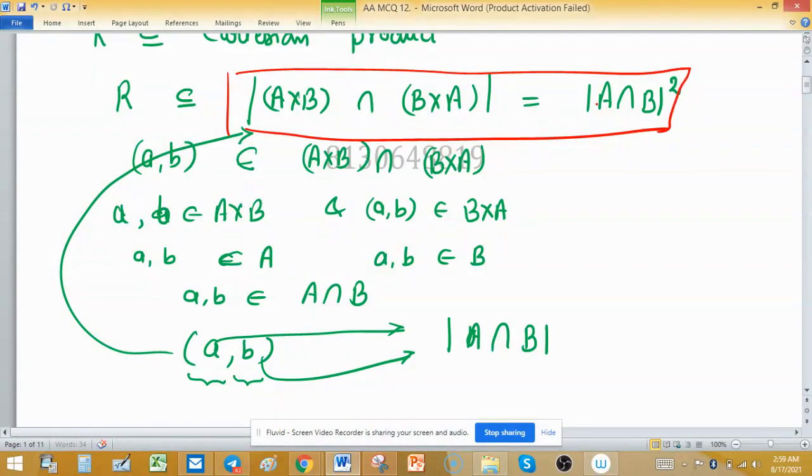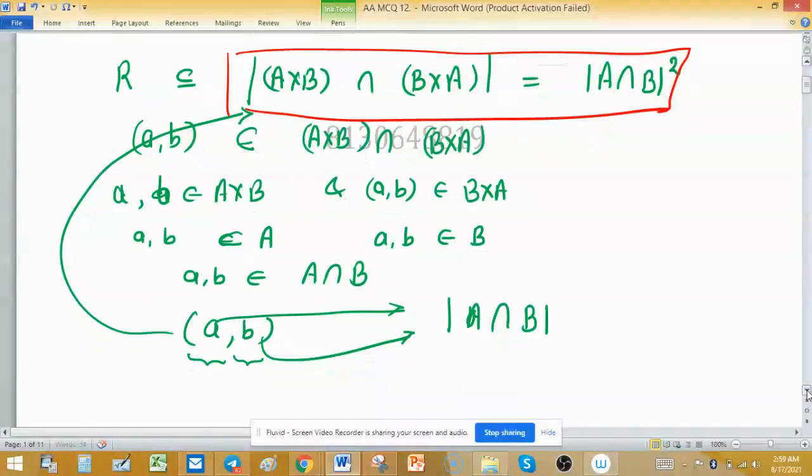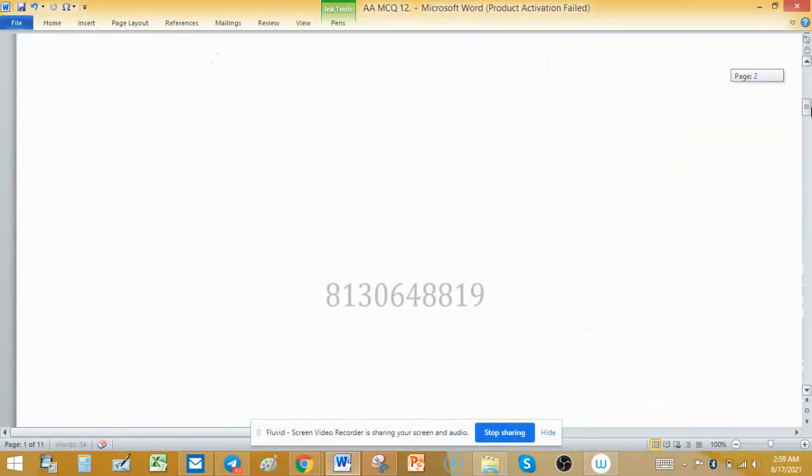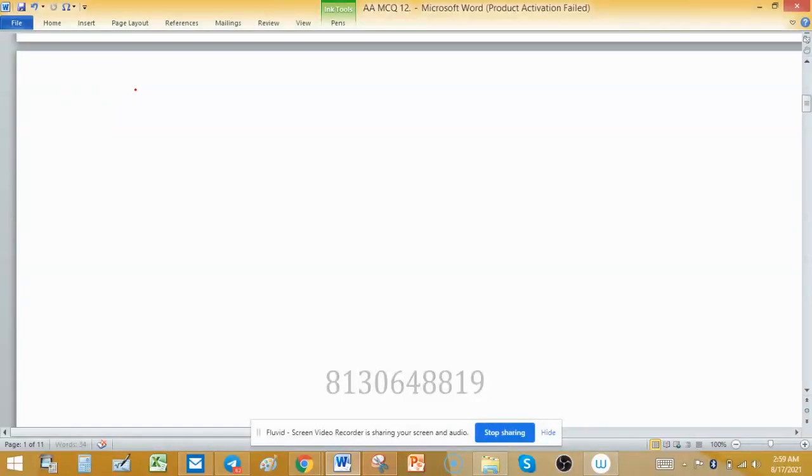Now you can see sets A and B are given to us. Set A is {a, b, c} and B is {c, d, e}. So in the intersection there is only the element c. So A intersection B is equal to only the element c. So somehow we can predict the number of relations now. So a relation will contain only the Cartesian product of this set.